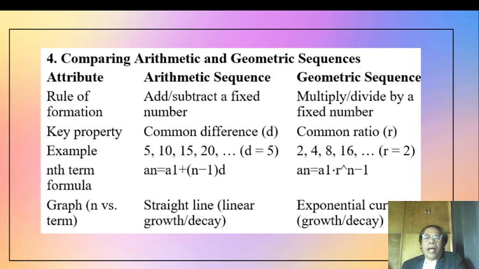And then the graph, n versus the term: we have a straight line for the arithmetic sequence. That means linear growth or decay. In a geometric sequence, the graph of n versus the term is an exponential curve, like exponential growth and decay.